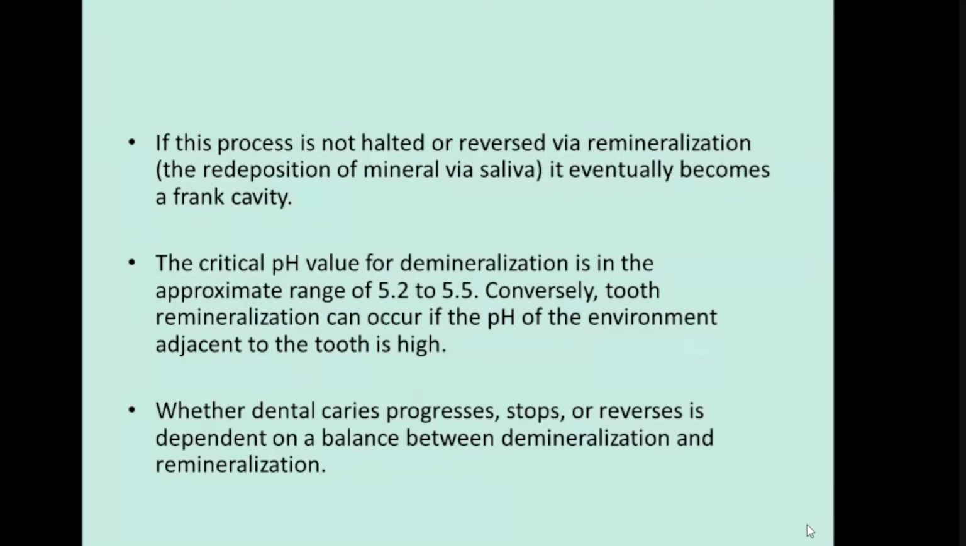If this process is not halted or prevented or reversed via remineralization, it eventually becomes a cavitation. Okay? If we don't stop demineralization and turn it into remineralization, we will get cavitation.